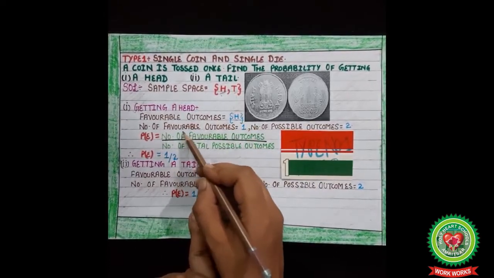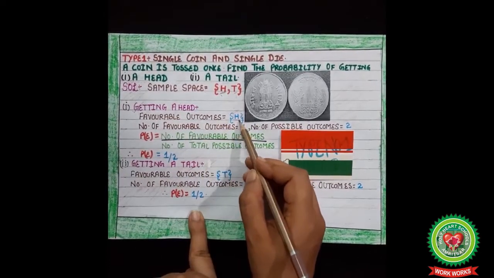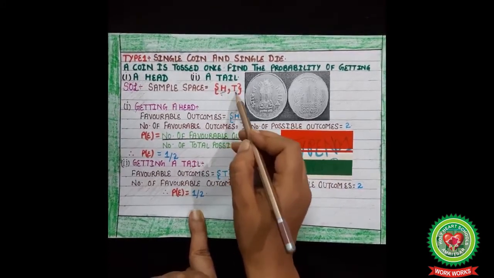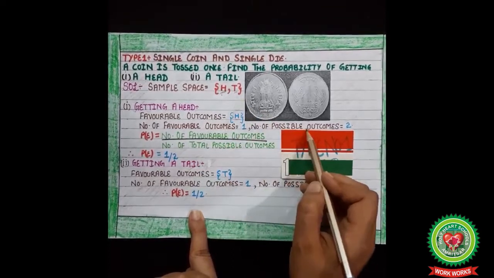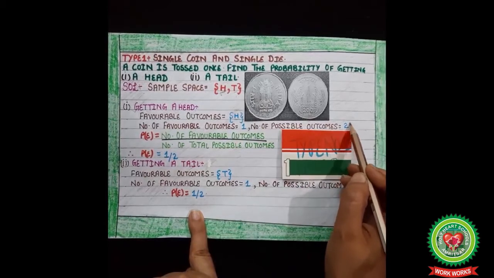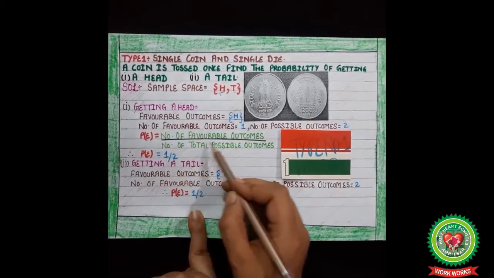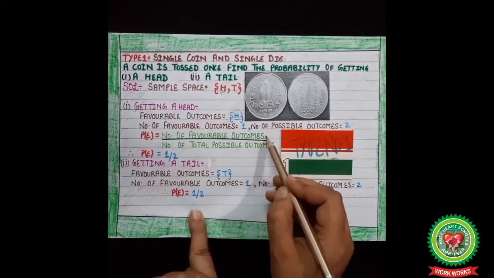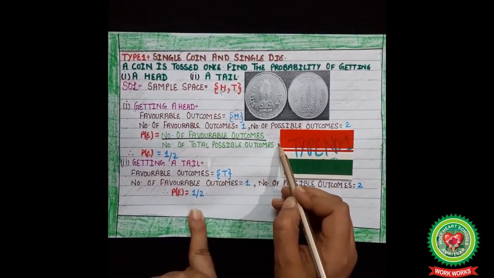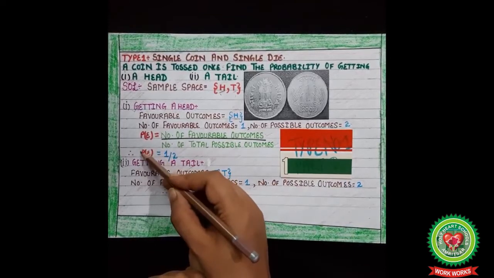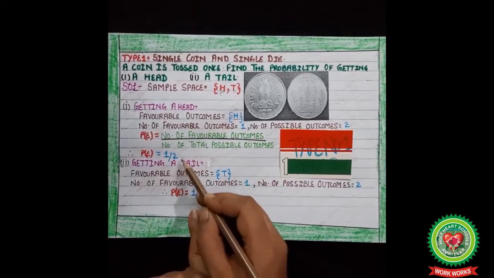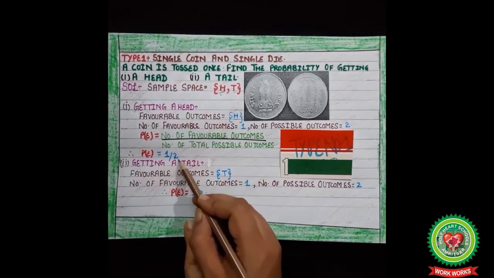And how many favorable outcomes are there? There is one outcome. And total, how many possible outcomes are there? 1, 2. So total possible outcomes are 2. Now write down the formula: number of favorable outcomes upon total number of possible outcomes. Therefore, P of E is equal to 1 upon 2. So this is part number 1.